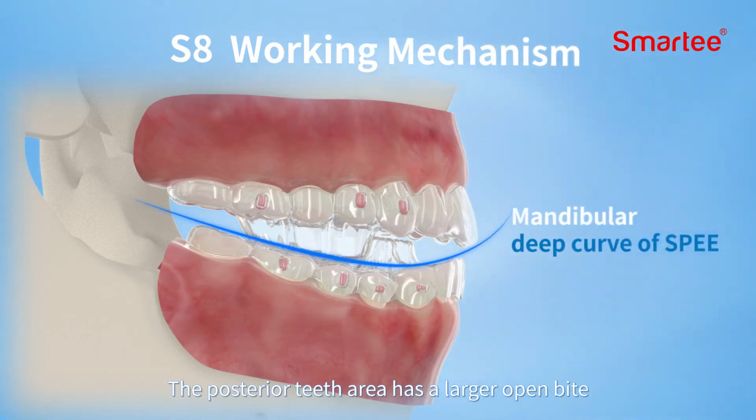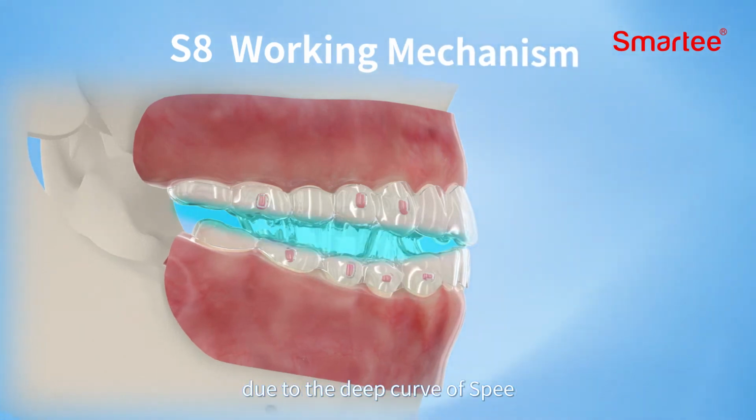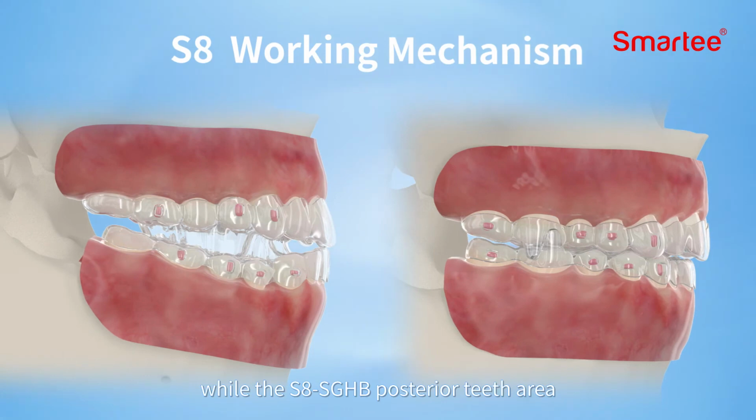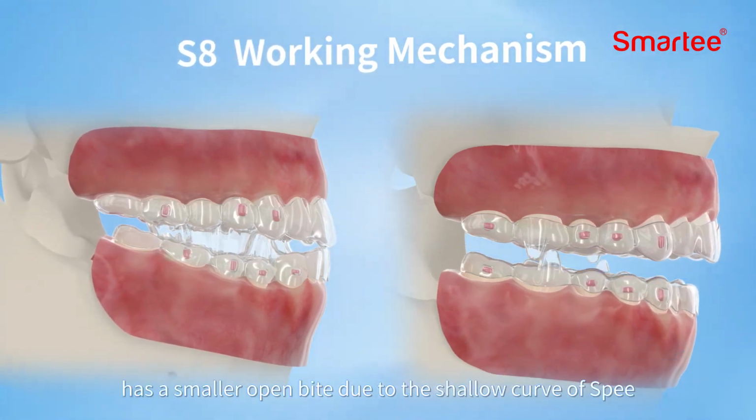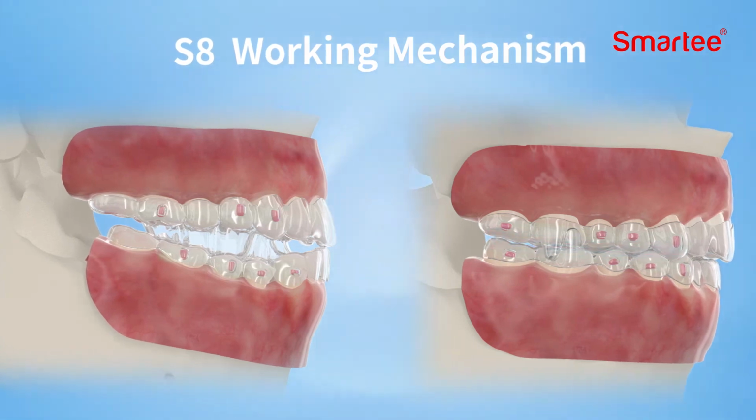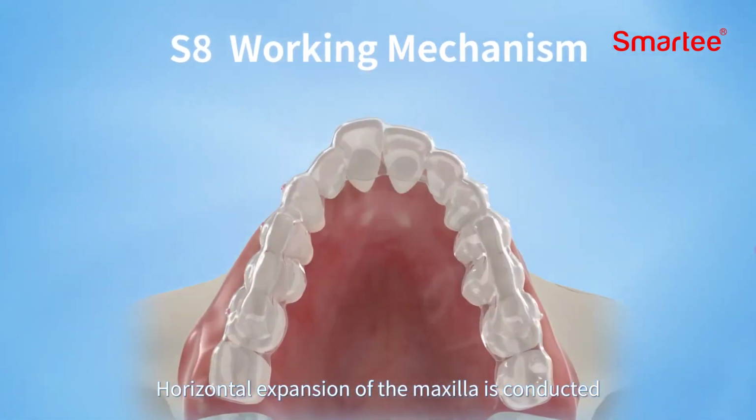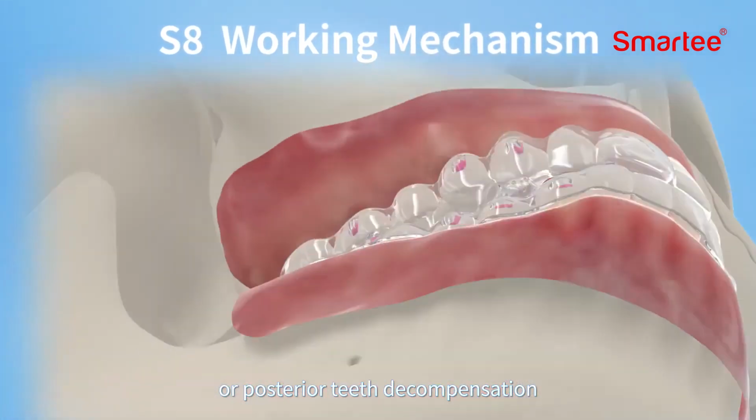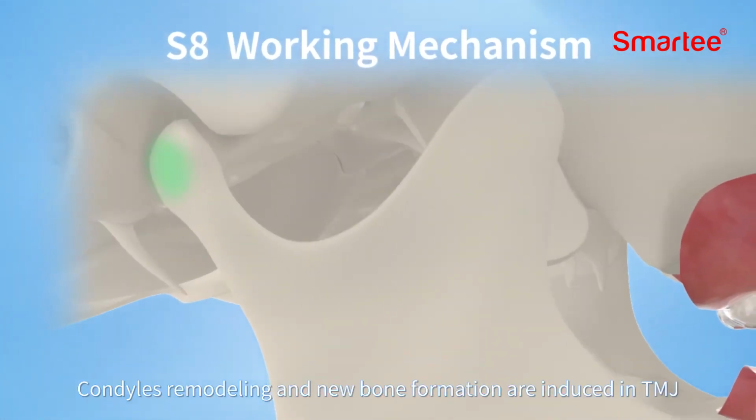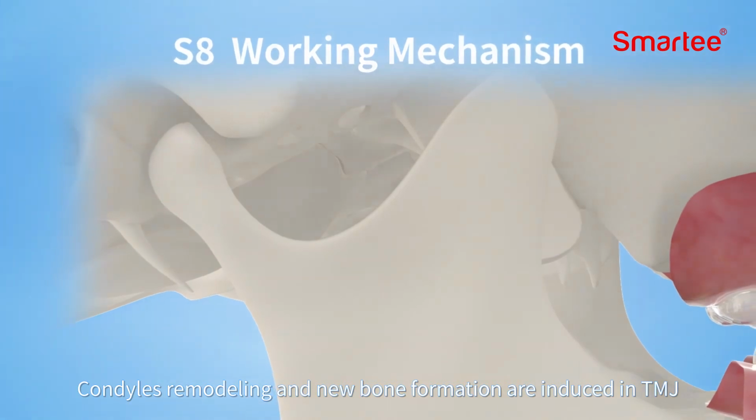With S8 SGTB, the posterior teeth area has a larger open bite due to the deep curve of SPE, while with S8 SGHB the posterior teeth area has a smaller open bite due to the shallow curve of SPE. Horizontal expansion of the maxilla is conducted through fissure effect or posterior teeth decompensation. Condylar remodeling and new bone formation are induced in the TMJ.